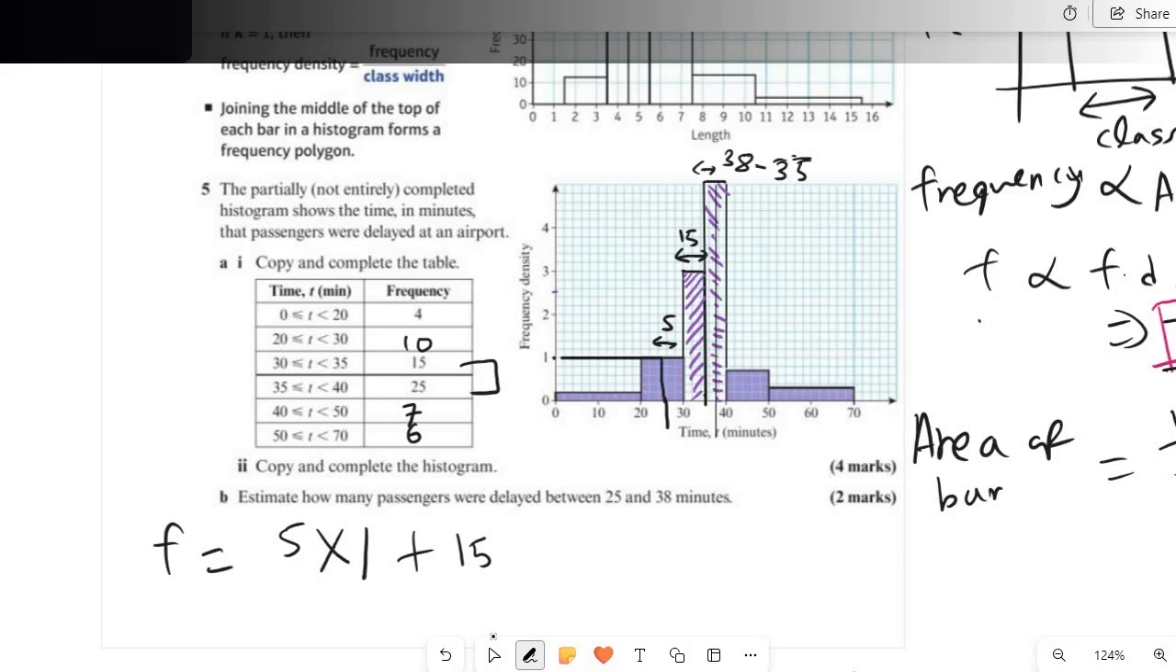The next one, we have class boundaries of 38 and 35 here, as you can see. The class width should be the difference between the two, which gives us 3. And we have calculated that the frequency density was 5. So it should be simply 3 multiplied with 5. And calculating all of this, we get 35 passengers. And this is our answer.